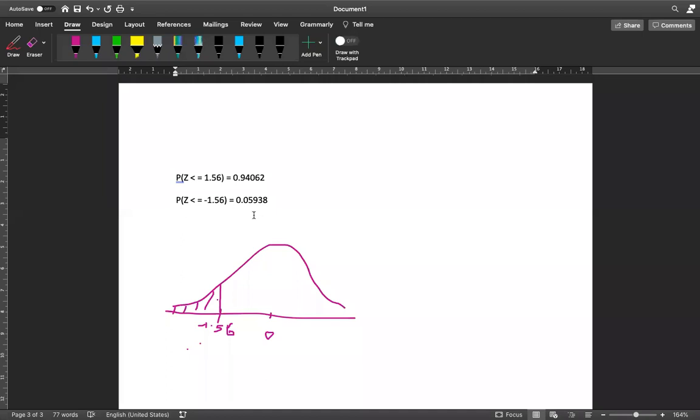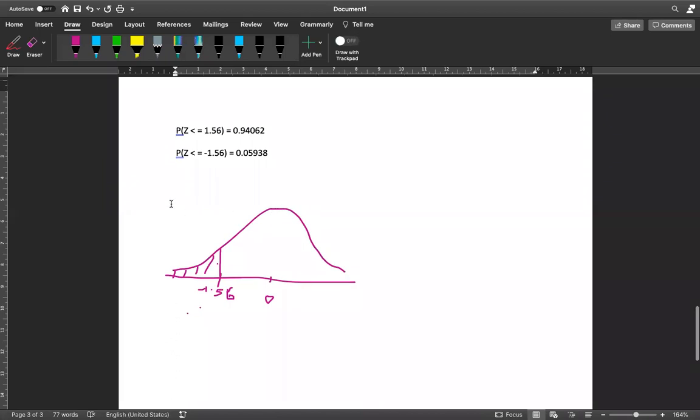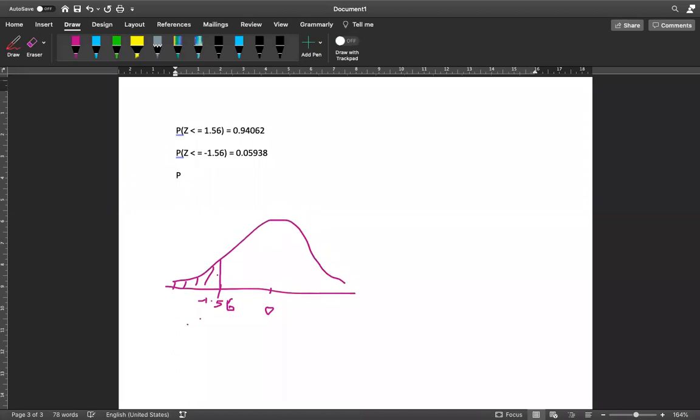Eunice, one more thing. Now let's do this: the probability that z is greater than or equal to 1.56. Right.